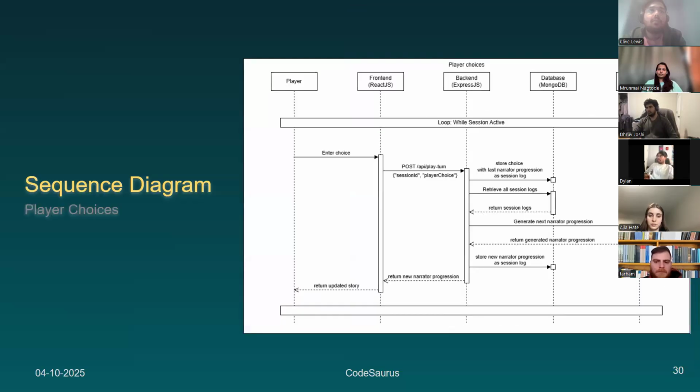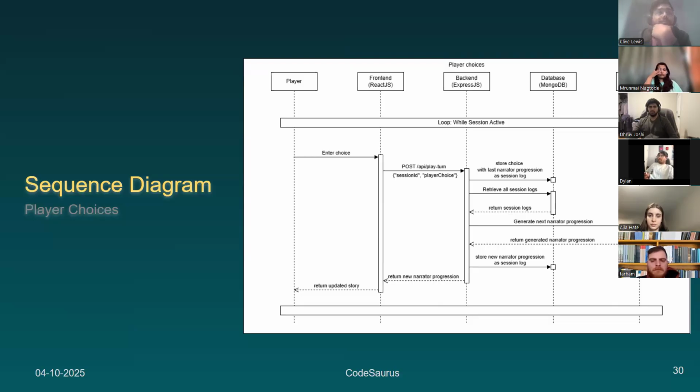So that was start game. This is how player choices happen, without the dice roll kept in mind. The dice roll one will be explained in the next slide. But every time the user enters a choice, suppose he wants to take the left turn or the right turn or proceed through the forest, he calls the API play turn with his session ID so that the backend knows which session is being referred to, along with that player's choice.